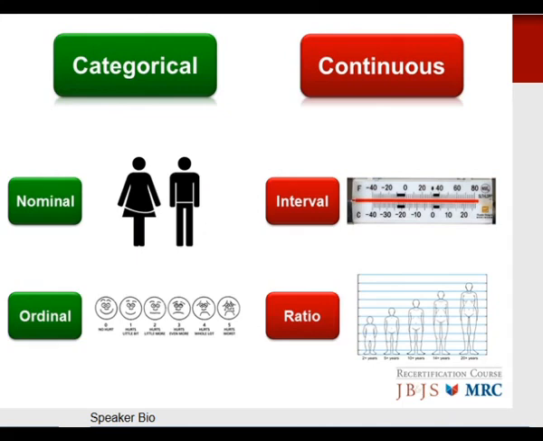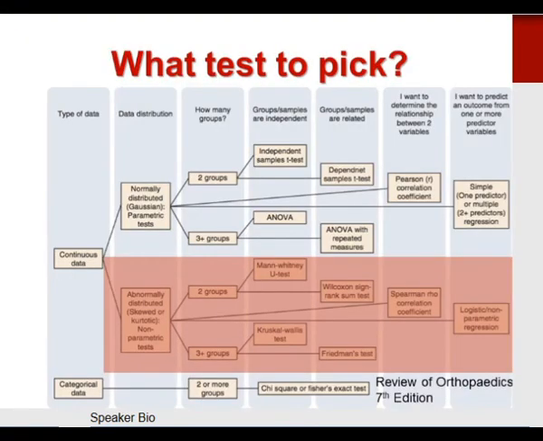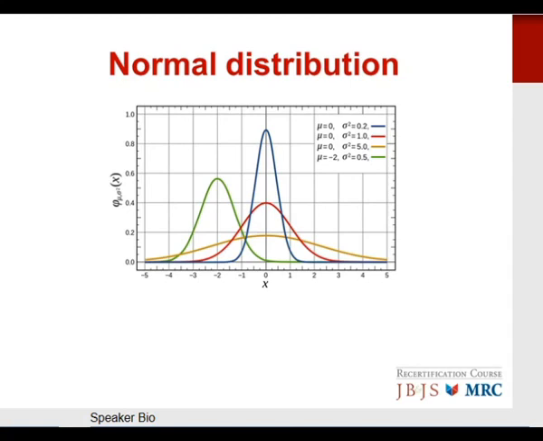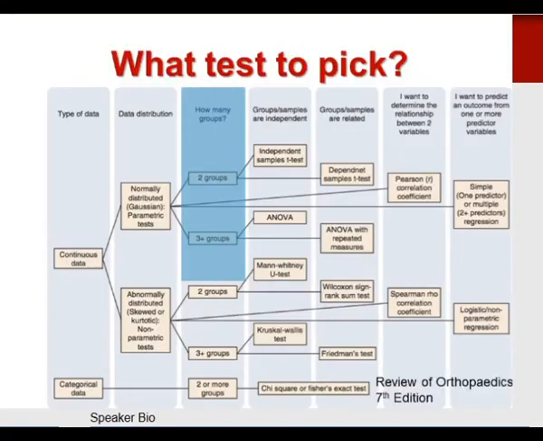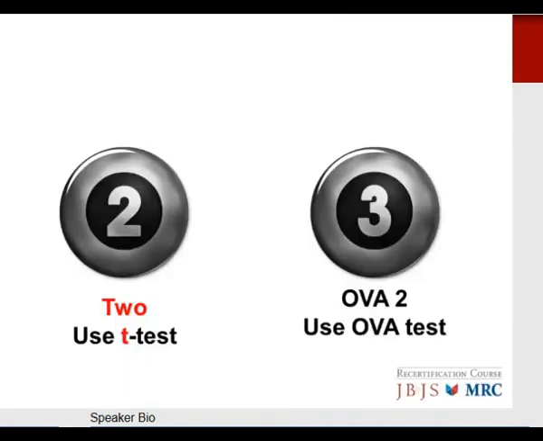If they have a normal distribution and they show you a graph that looks like this, then we're into the normal section. And this now becomes easy. You either need to figure out how many groups do you have. Do you have 2 groups or 3 groups? Well, if you have 2 groups, you use a t-test. And if you're from New England and you have a bit of an accent, if you're over 2, then you use an OVA test.